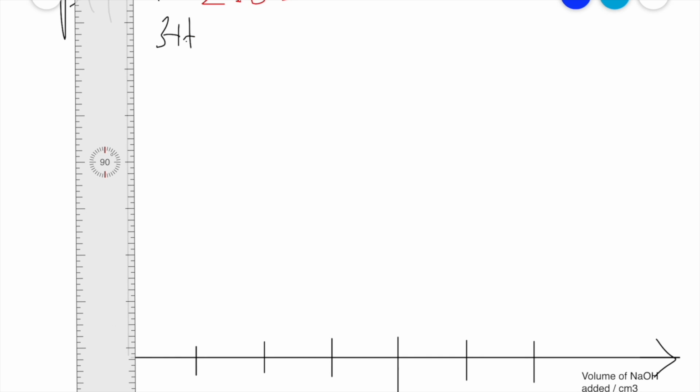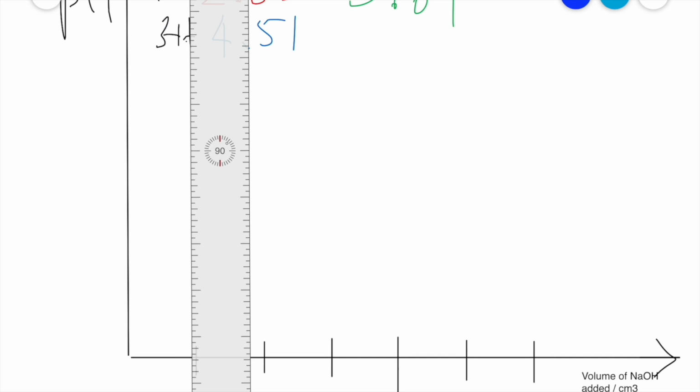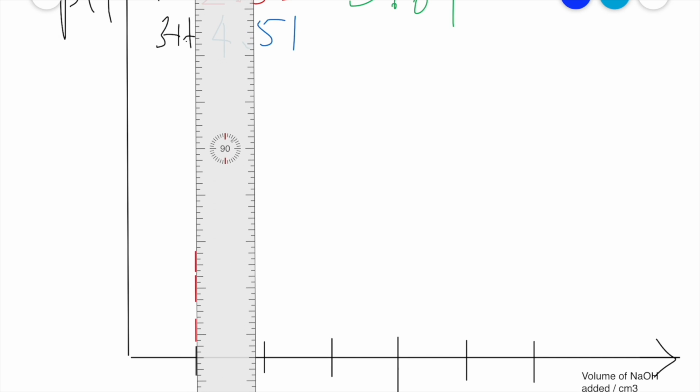So this one has 2.83, the next one is 4.51, and the last one is 5.69. Those are the pKa's. Okay, so now with that in mind, we can go ahead and sketch our pH curve.